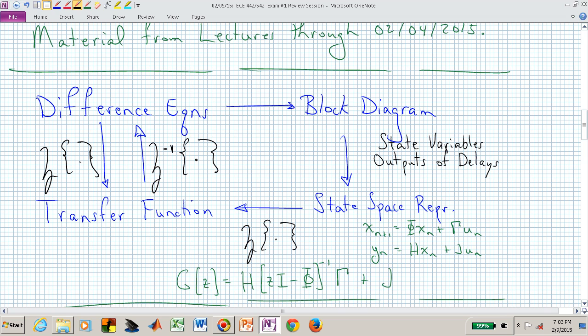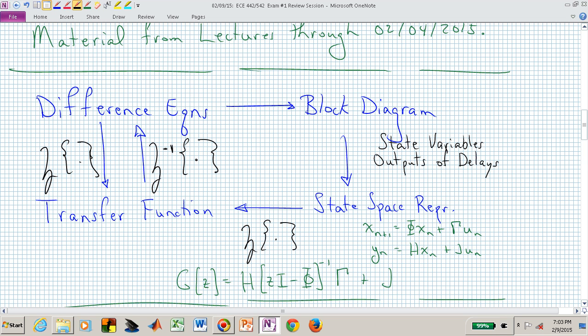But you need to be able to do this dance. I call this the square dance, because it's in a square, but you need to be able to start with a differential equation and go to a block diagram, or start with a differential. Which semester am I in? This is discrete, so this is a difference equation. These are discrete time systems. Start with a difference equation, Z-transform to obtain the transfer function.